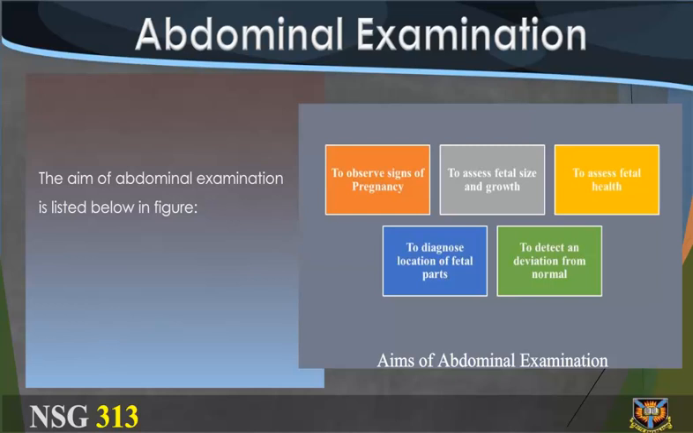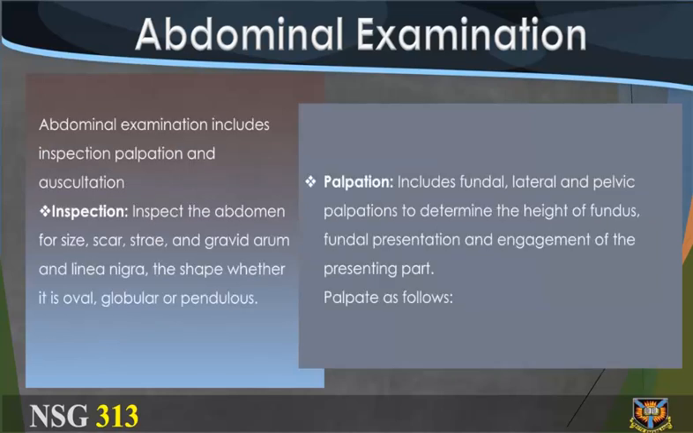Abdominal examination. The aim of abdominal examination is listed below: to observe signs of pregnancy, to assess fetal size and growth, to assess fetal health, to diagnose location of fetal parts, to detect any deviation from normal. Abdominal examination includes inspection, palpation, and auscultation.